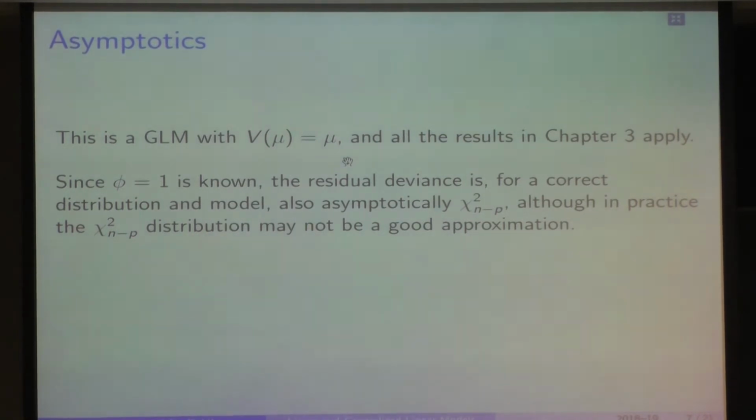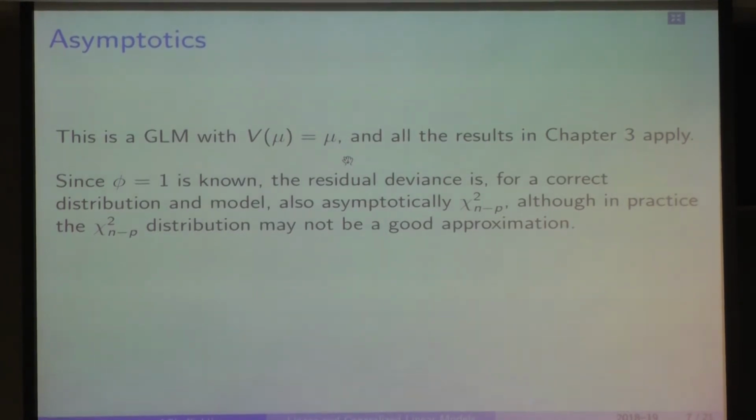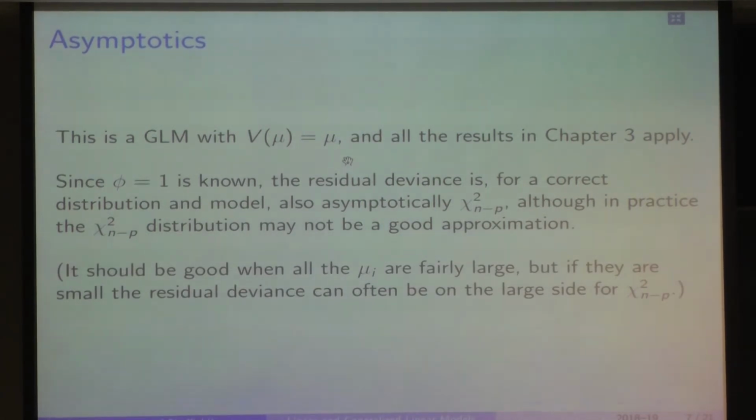The document that I put on Moodle simulating binomial and Poisson values and looking at the distribution of the deviance, it's mostly about the binomial, but it does say a bit about the Poisson as well, and if you look at that you'll see roughly how far out the deviance can be. So if the mu i's are fairly large, so those are the Poisson parameters, then it's a good approximation, but if they're quite small, then beware. Be a bit careful.